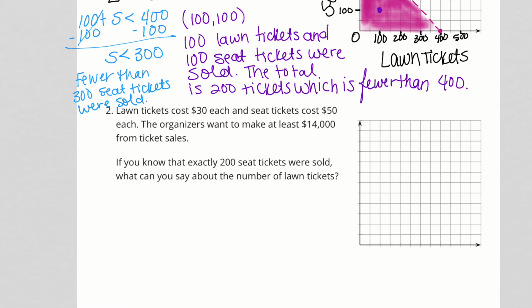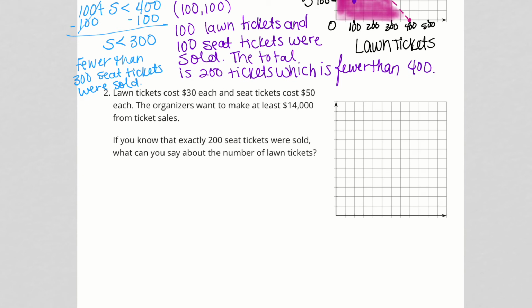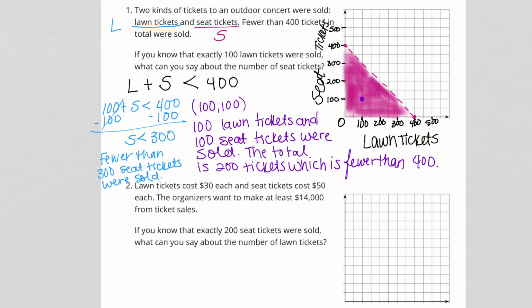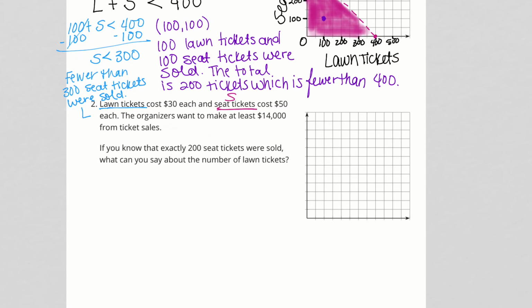Let's just do what we did from the top. So what could our equation be here? Our variables are still going to be the same. We still have our lawn tickets and our seat tickets, so we're going to leave those as L and S. I'm going to leave my graph over here with lawn tickets at the bottom and seat tickets as my y-axis.